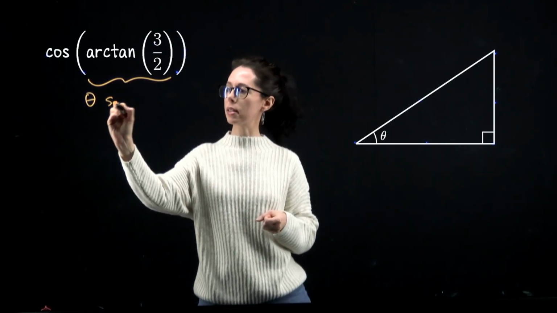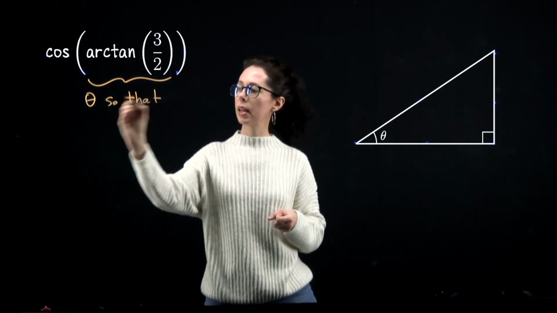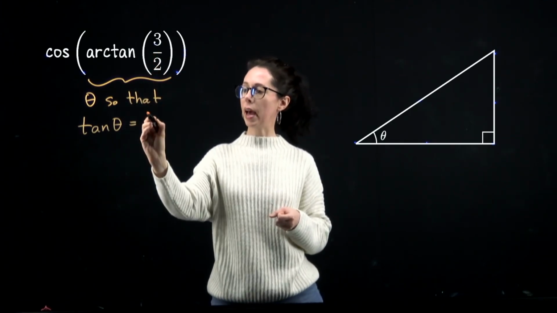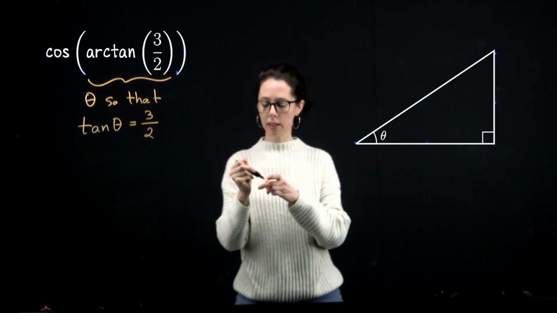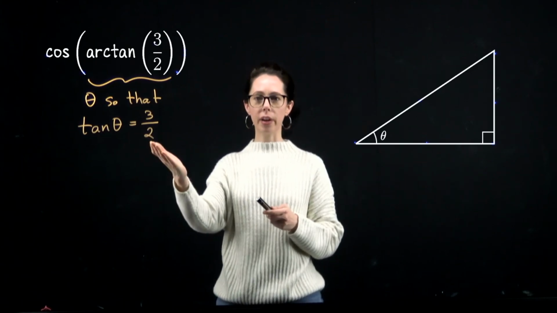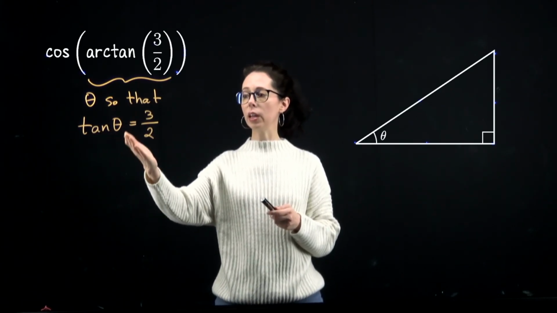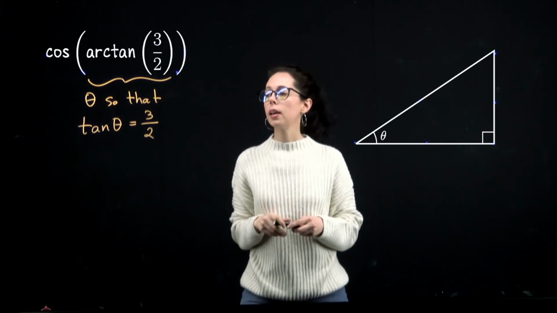theta so that tan of theta is this number 3/2. It's like tan of theta is 3/2. Take the inverse tan of each side, you would get theta equals arctan of 3/2.